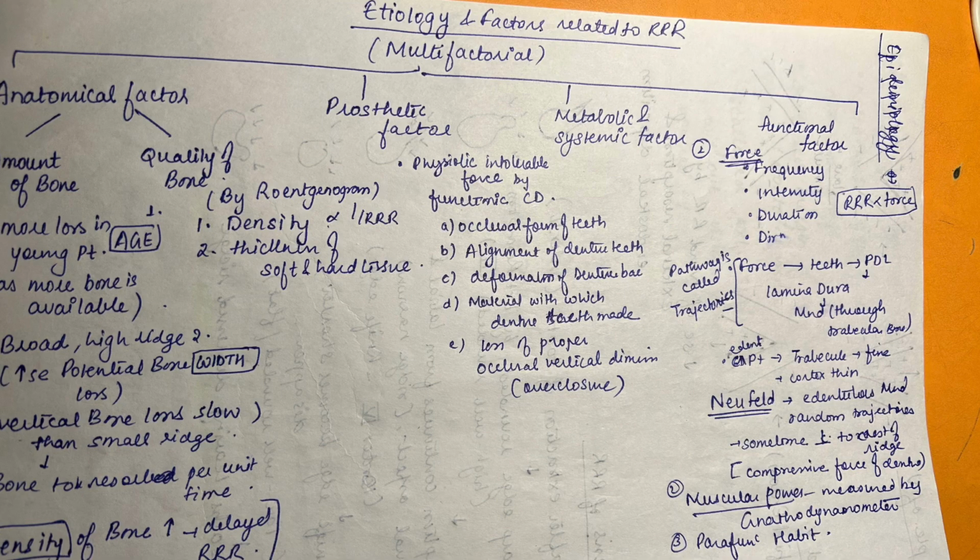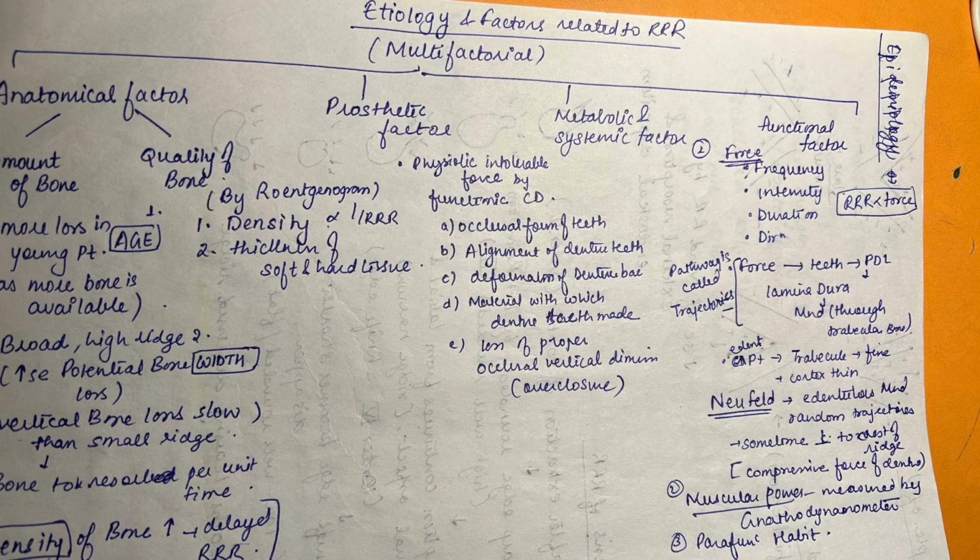Now we will discuss the functional factors. It is also divided into three parts. The first one is force. The more the force, the more residual ridge resorption will be seen, and we can describe force according to its frequency, intensity, duration, and direction. Muscular power also determines the residual ridge resorption rate, and of course the parafunctional habits.